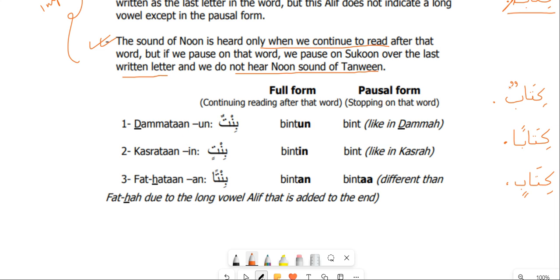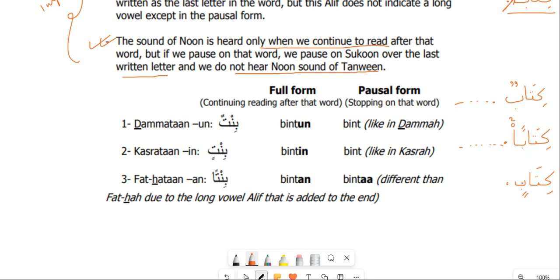So when you read the last word kitab, stop on kitab, not on tanween. And when you want to continue reading, what will you read? Kitabun. And then you continue recitation. And if you pause on this word with fathatain and a long vowel alif, you will pause on the long vowel with two counts. Kitaba. And then when you want to continue, kitaban. And you will hear the sound of noon.